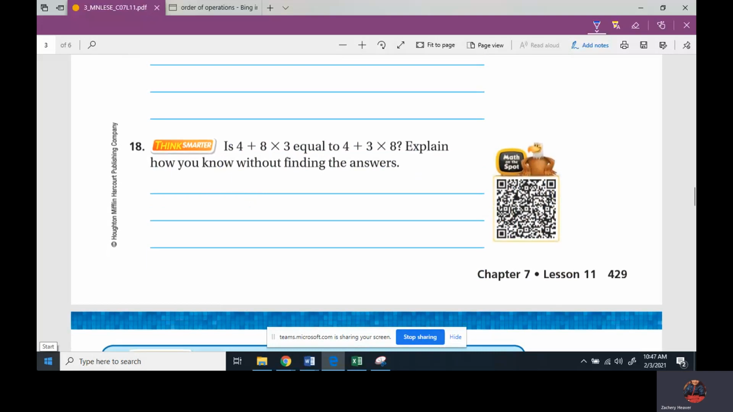Is 4 plus 8 times 3 equal to 4 plus 3 times 8? Explain. How do you know without even finding the answers? Well, we do know because we got to multiply first, and we know this. They will equal the same.